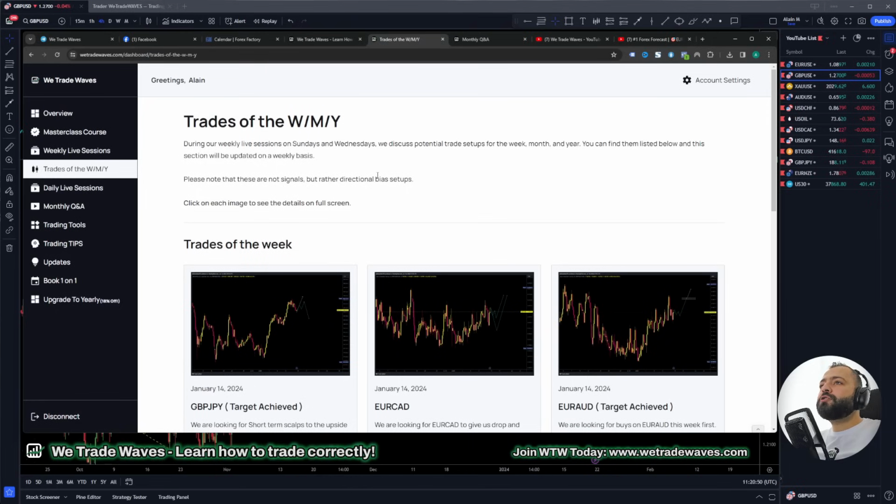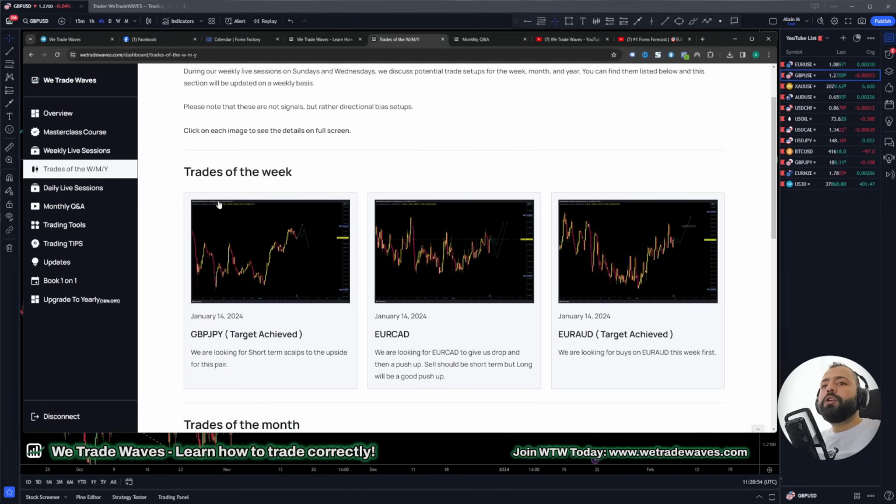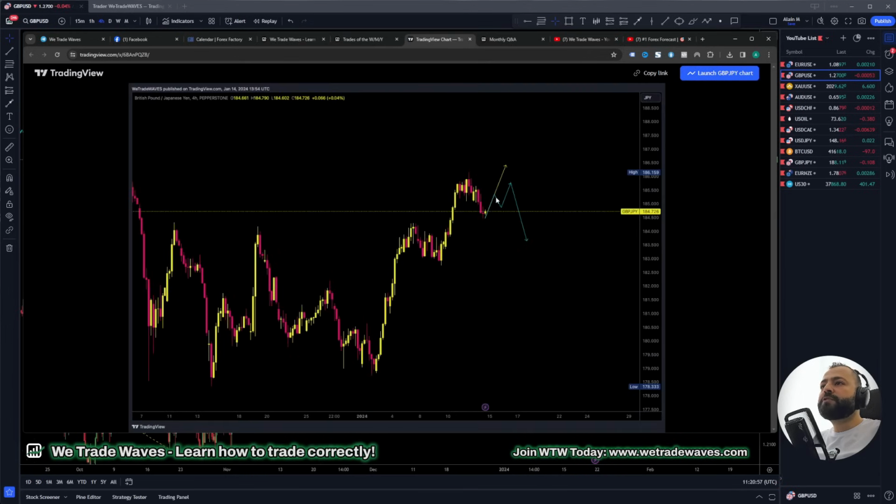In terms of the trades of the week which were shared during our last Sunday session, you can see pound yen, this one to the upside.